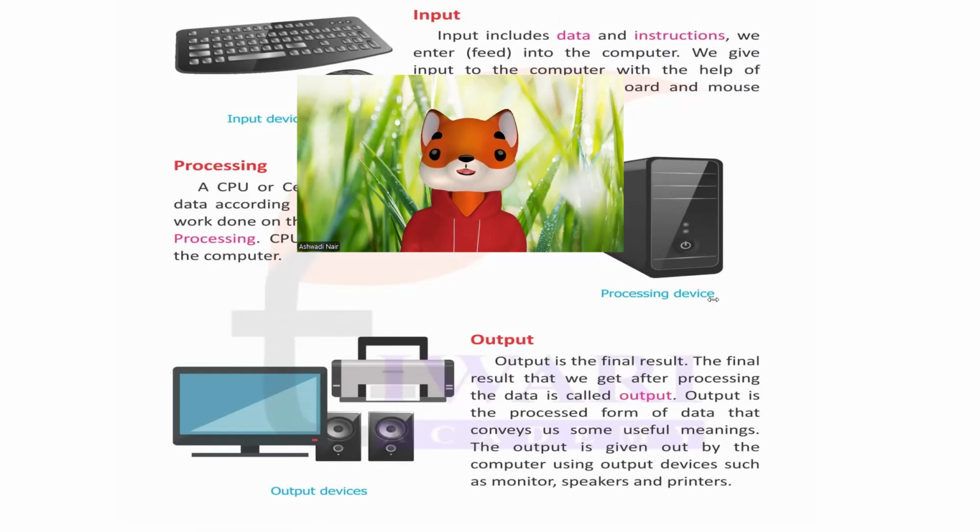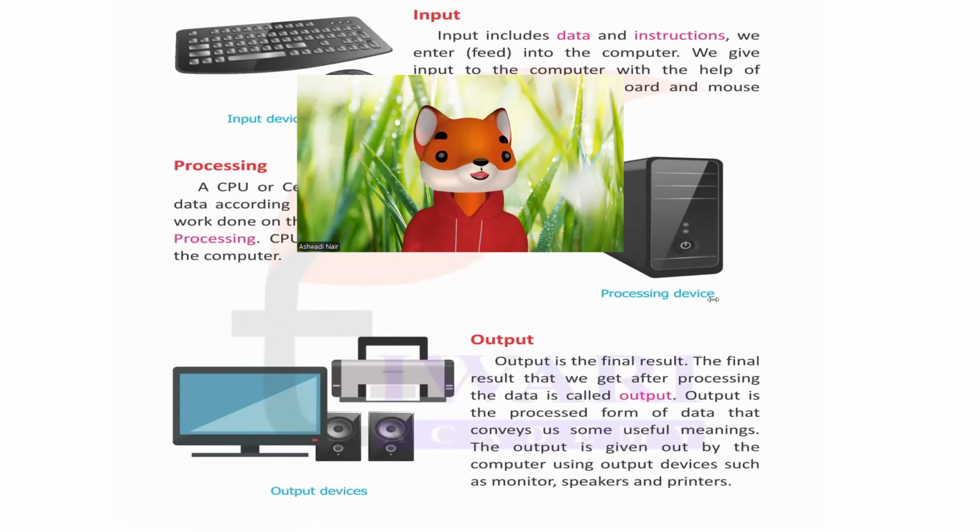The final result that we get after processing the data is called output. What is output? The result of our input. The output is a processed form of data that conveys some useful meaning. For example, if you give correct information, you will get correct output. If you give incorrect information, you will get incorrect output. So whenever you are typing data, if you give correct input, you will get correct output. The output is given out by the computer using an output device.